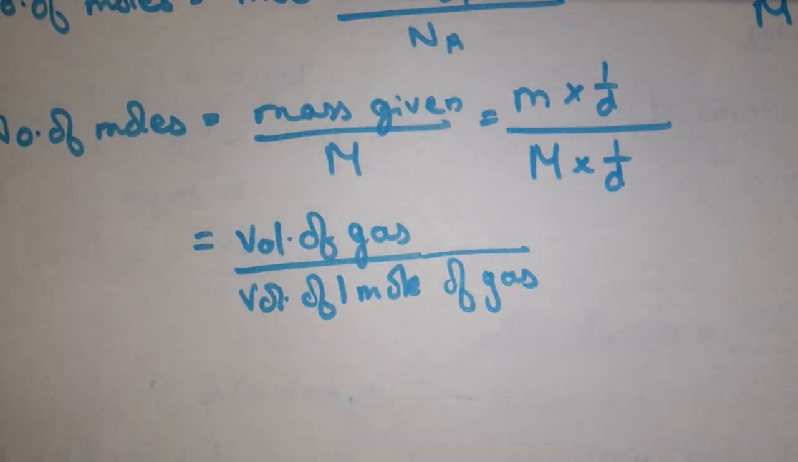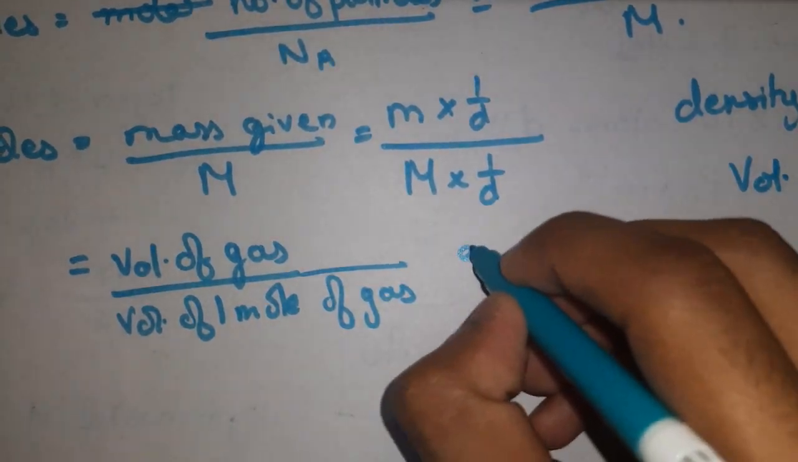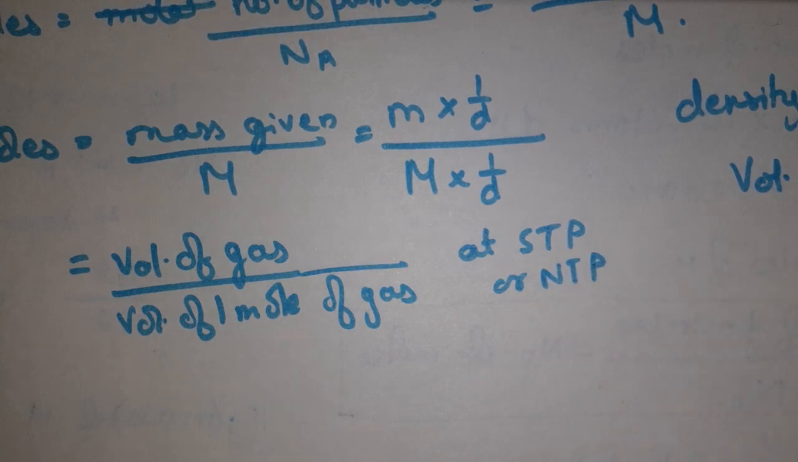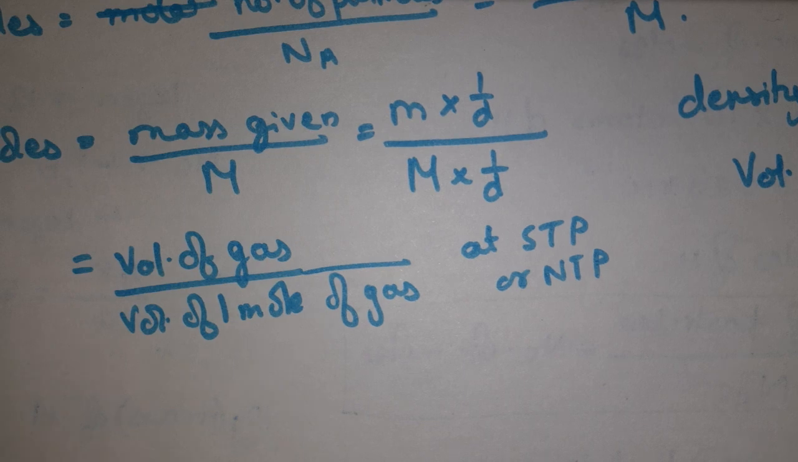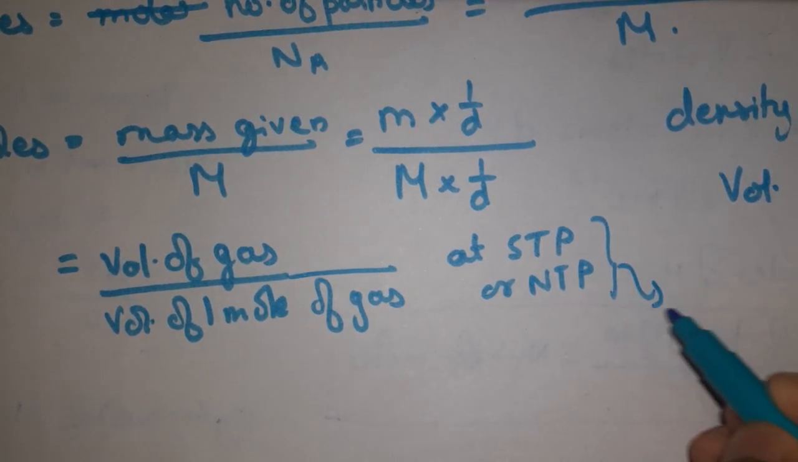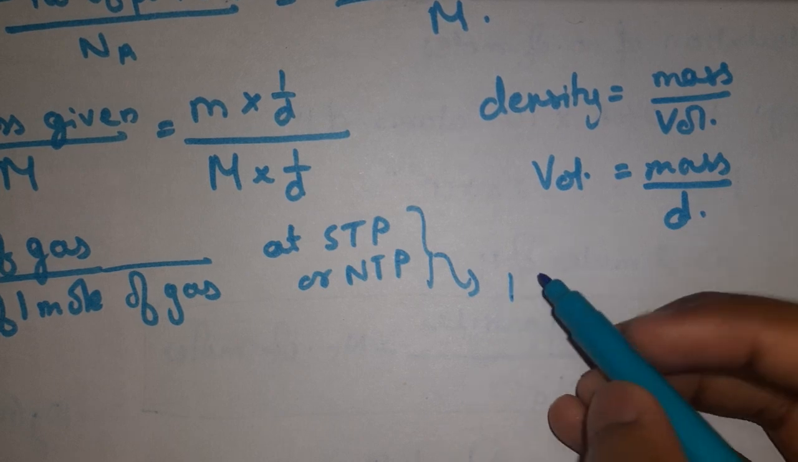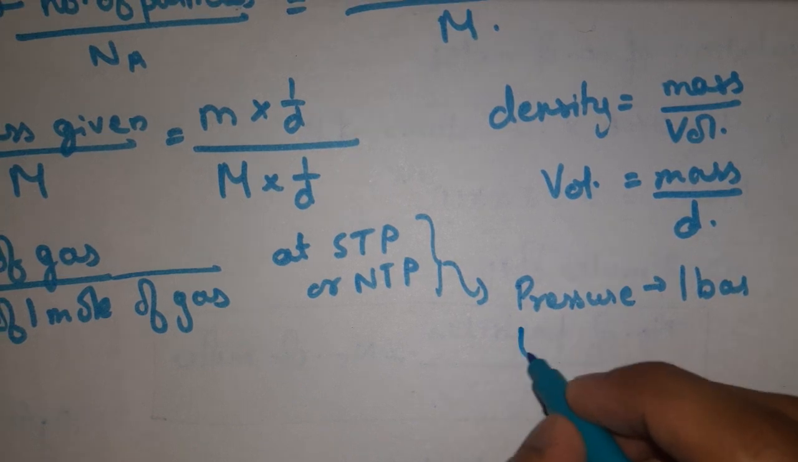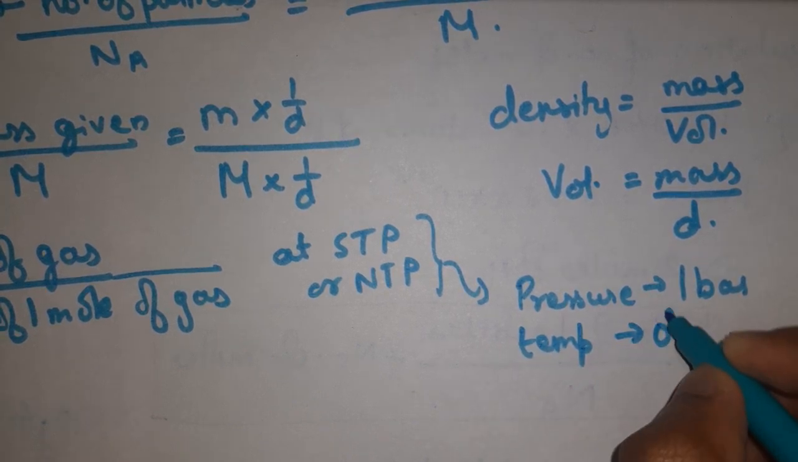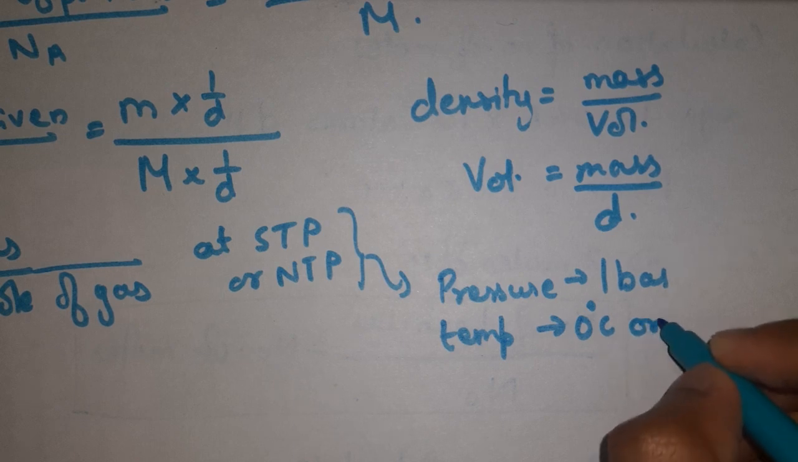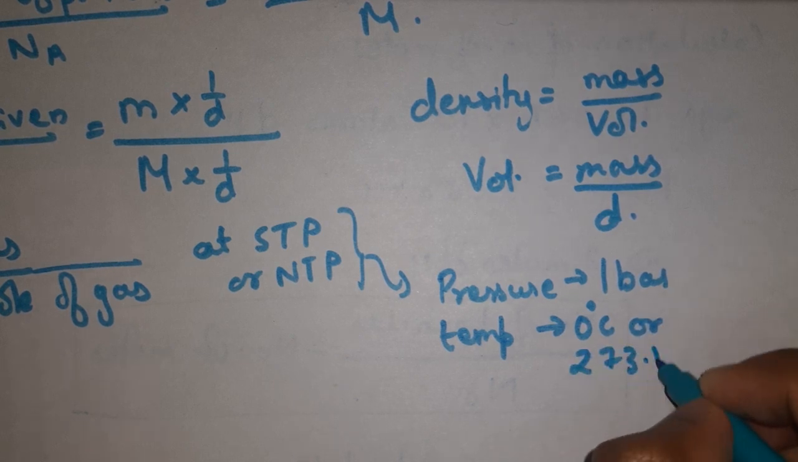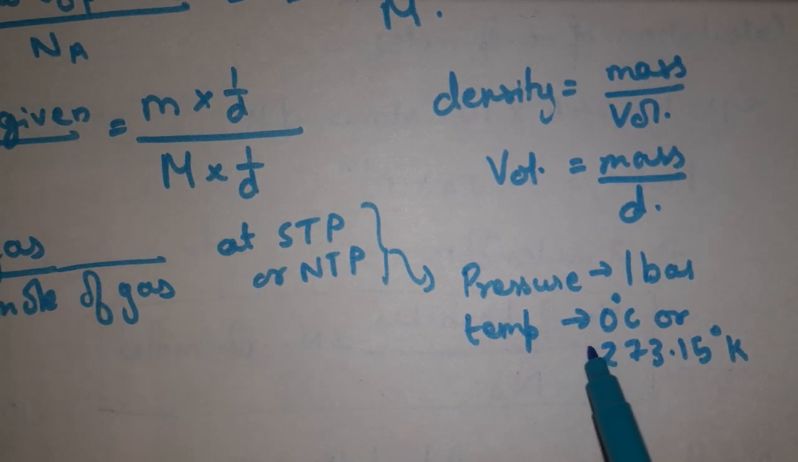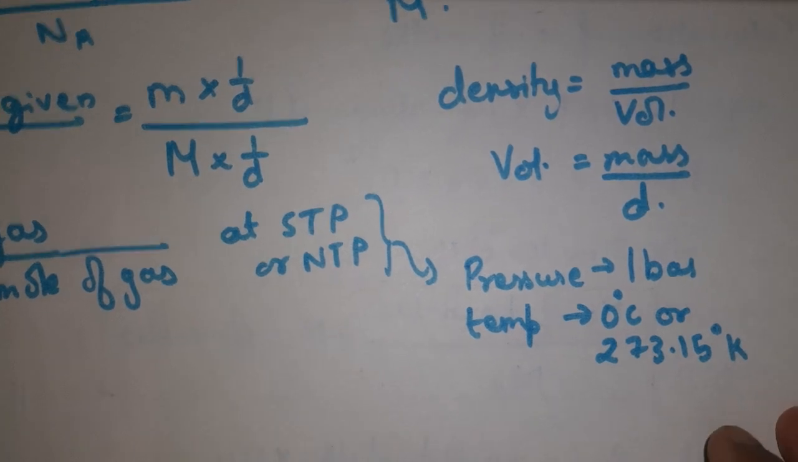But this formula is only for gas, and that too at a very specific condition, at STP or NTP, which is standard temperature and pressure or normal temperature and pressure, right? So what does this mean? Meaning when the pressure is 1 bar and temperature is 0 degree Celsius or 273.15 Kelvin. So this is the absolute temperature, meaning temperature in Kelvin is called absolute temperature.